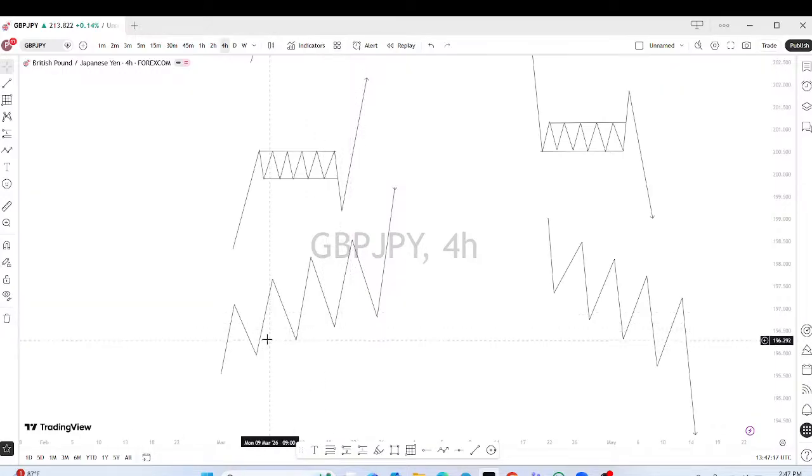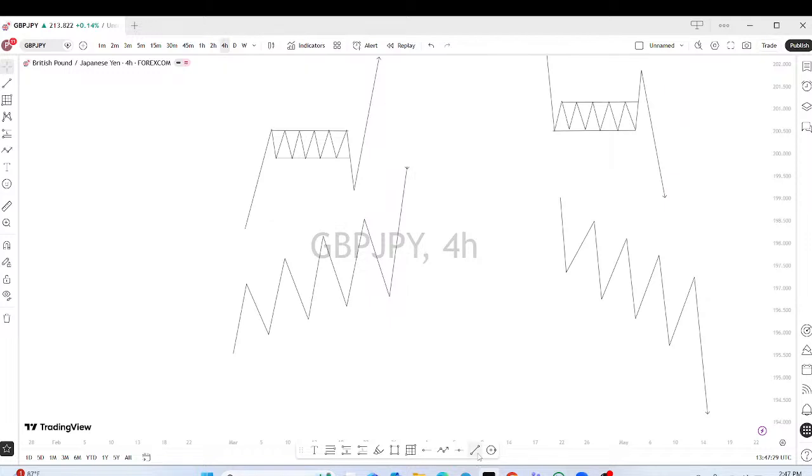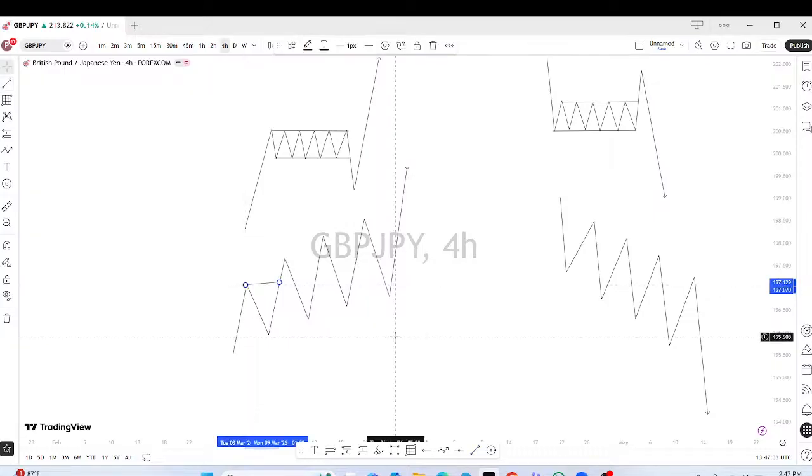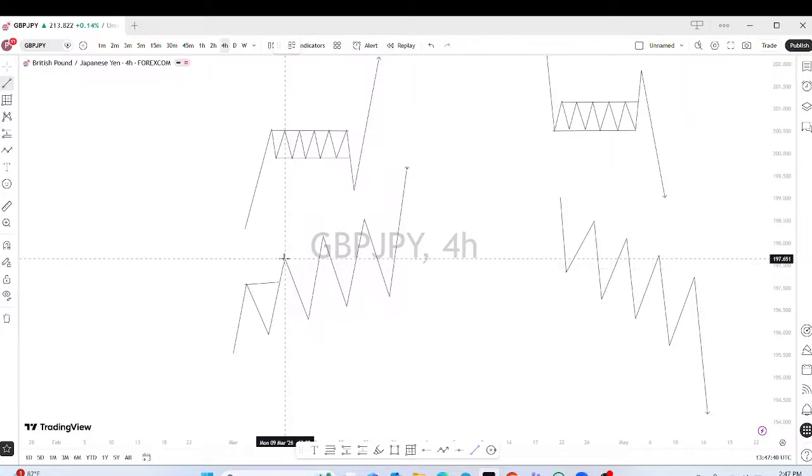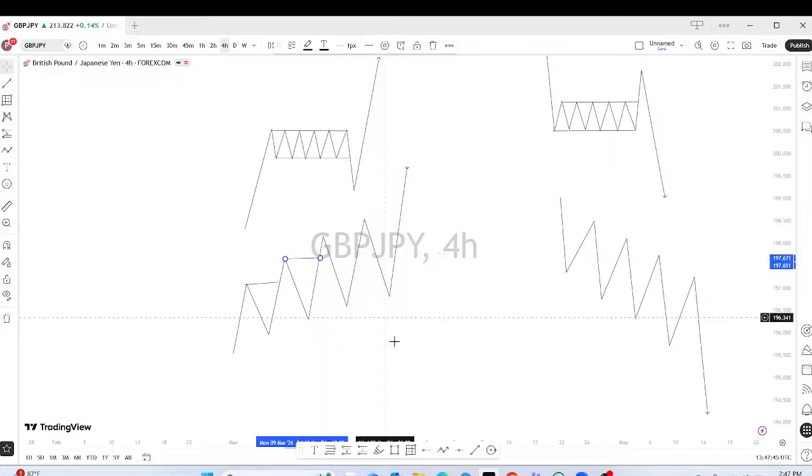On 4 hours, you're having higher highs, higher lows, and then lower lows, lower highs in the downtrend like this. So what you are seeing is price breaking structure to the upside, creating higher highs, higher lows, higher highs, higher lows. You know that okay, this market is bullish. You don't need anybody to tell you that this market is bullish.